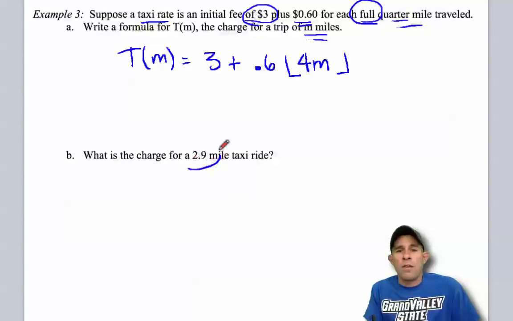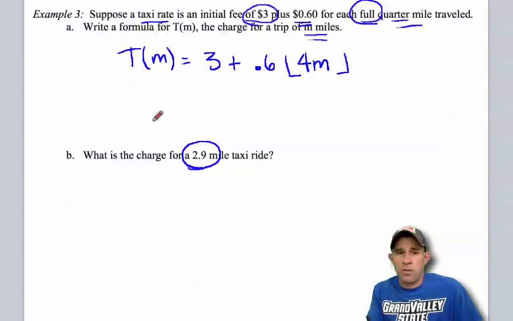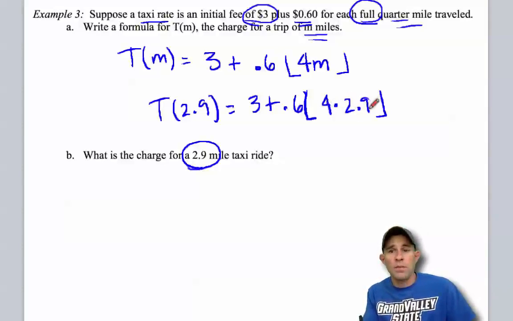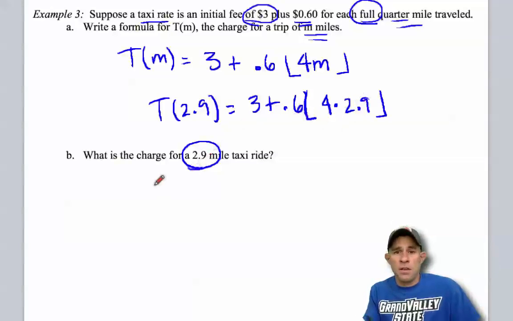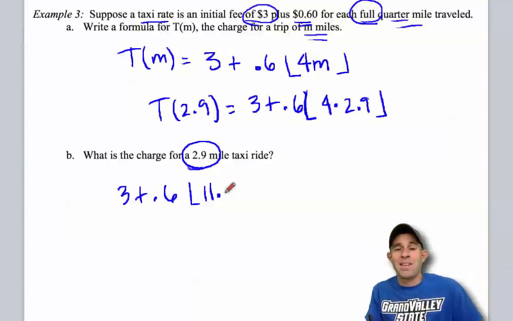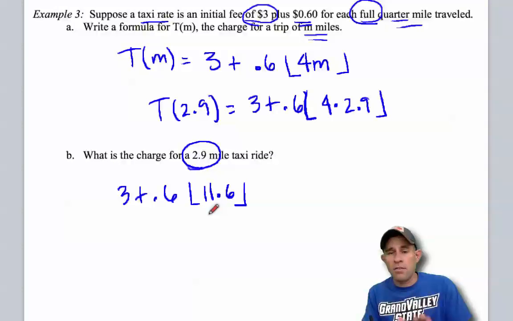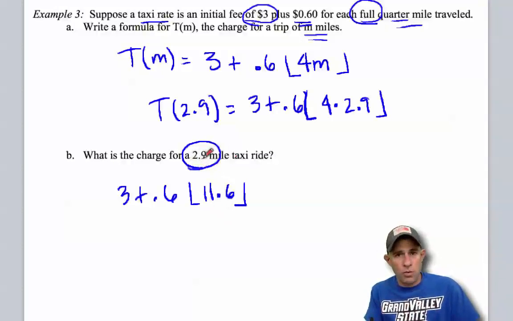And we now want to evaluate this function for 2.9 miles driven. So we'll substitute 2.9 in for n, and that will become 3 plus 0.6 times, 4 times 2.9, and we're going to take that product and round it down. Well, 4 times 2.9 is 11.6. So we're going to take that 11.6 and round it down to get to 11. So there were actually only 11 full quarter miles driven in 2.9 miles.